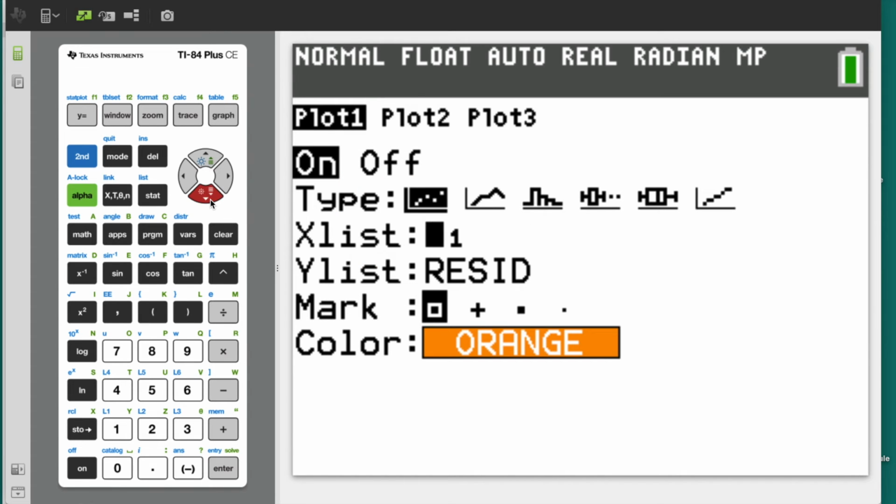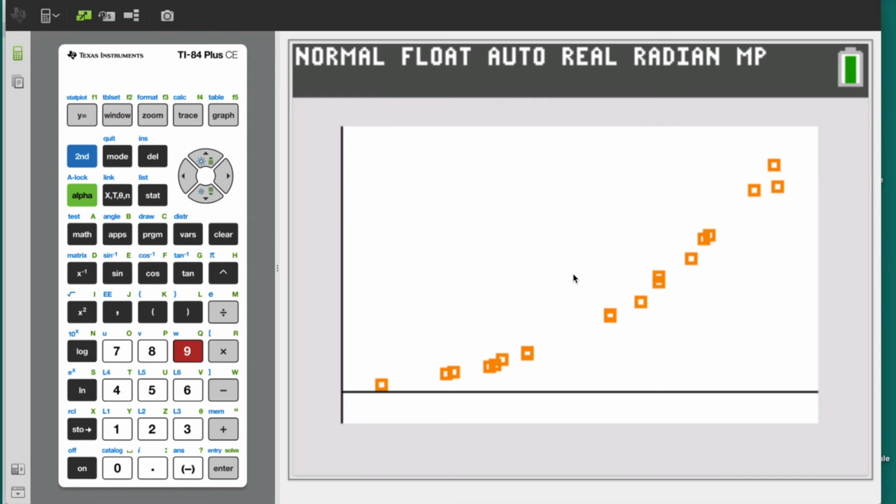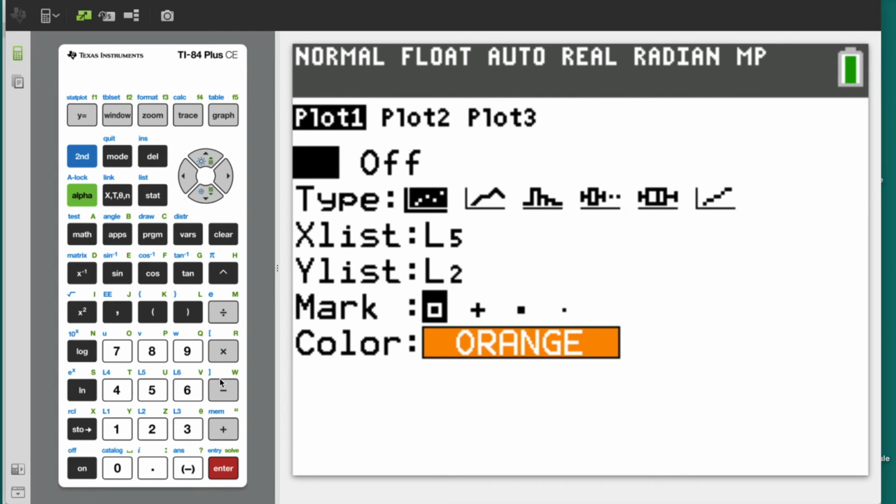Okay, so original scatter plot, we're going to have L5 and L2. Okay, so there's our square root of the x. There's our original y value. And we have a little bit of a curve. It's very similar to our first scatter plot that we had, that little slight curve. Let's look at the residual.